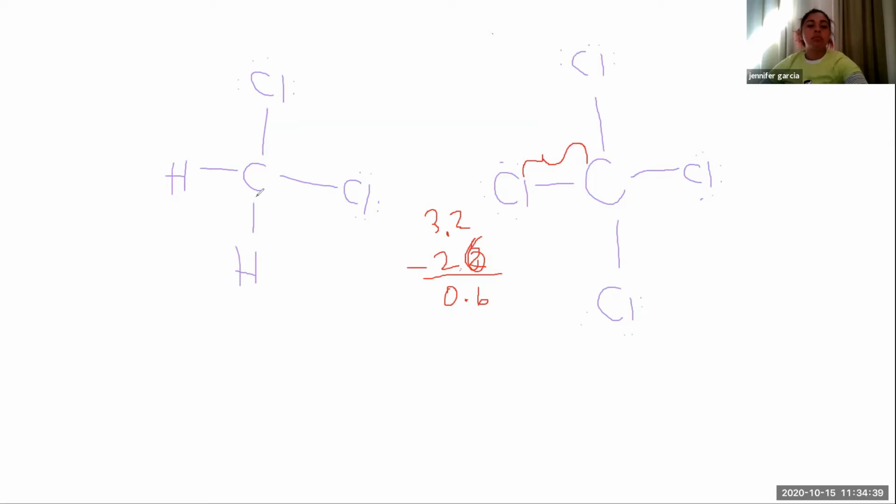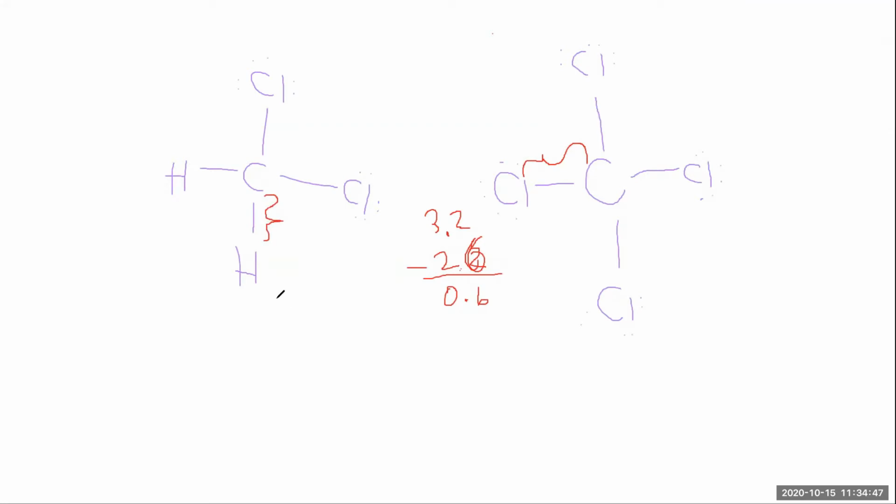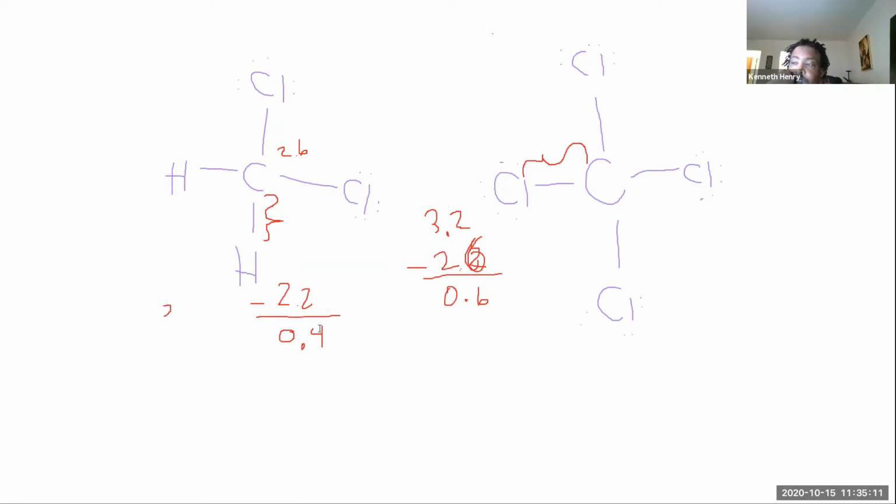What about the bond between carbon and hydrogen? I think this guy is 2.2, and this one is 2.6. So 0.4. Should be polar. Is it polar? Non-polar. Oh, no, because it's less than 0.6. So it's non-polar, right? Yeah. Okay. So this bond is going to be non-polar.